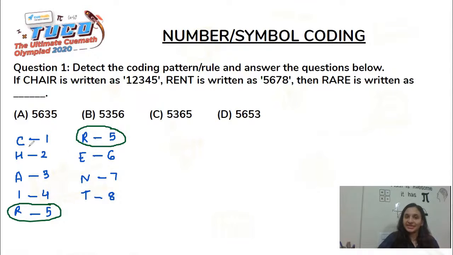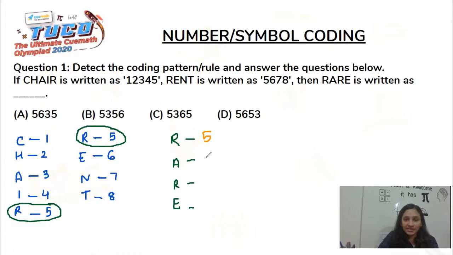So that would mean that the code for the letter C is 1, H is 2, A is 3, I is 4, R is 5, E is 6, N is 7, and T is 8. Now the word that we need to code is rare. So we would write that up here, and we would look for the number code from the two words which are already given, for these letters. So clearly R has got a code number of 5, so we would write 5 here.